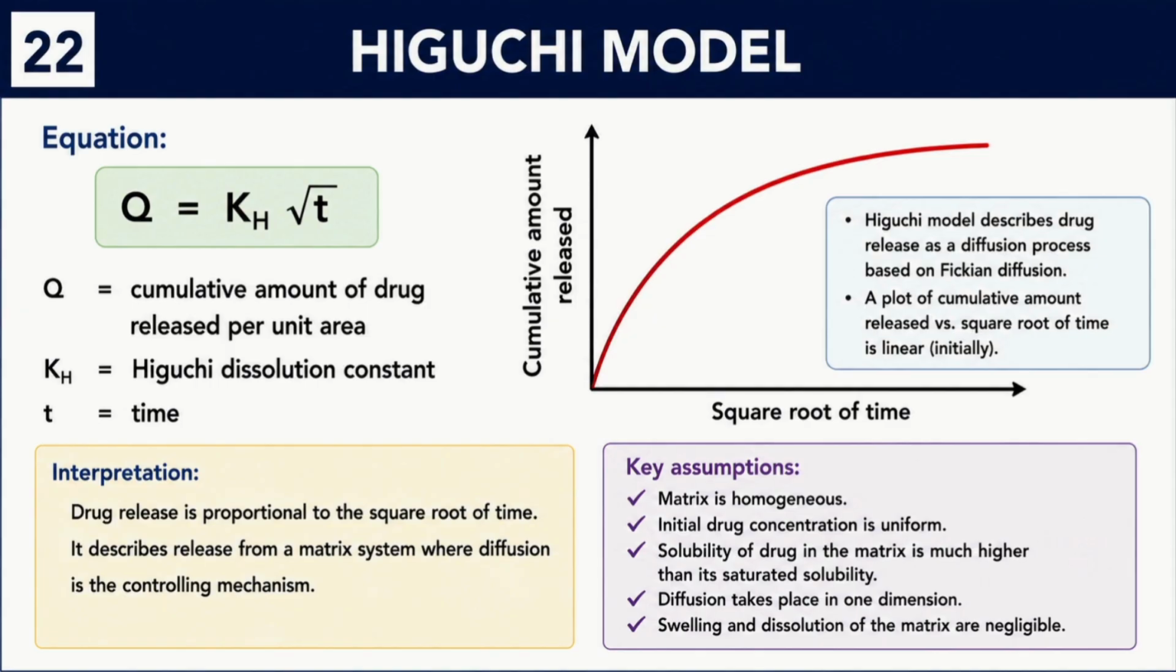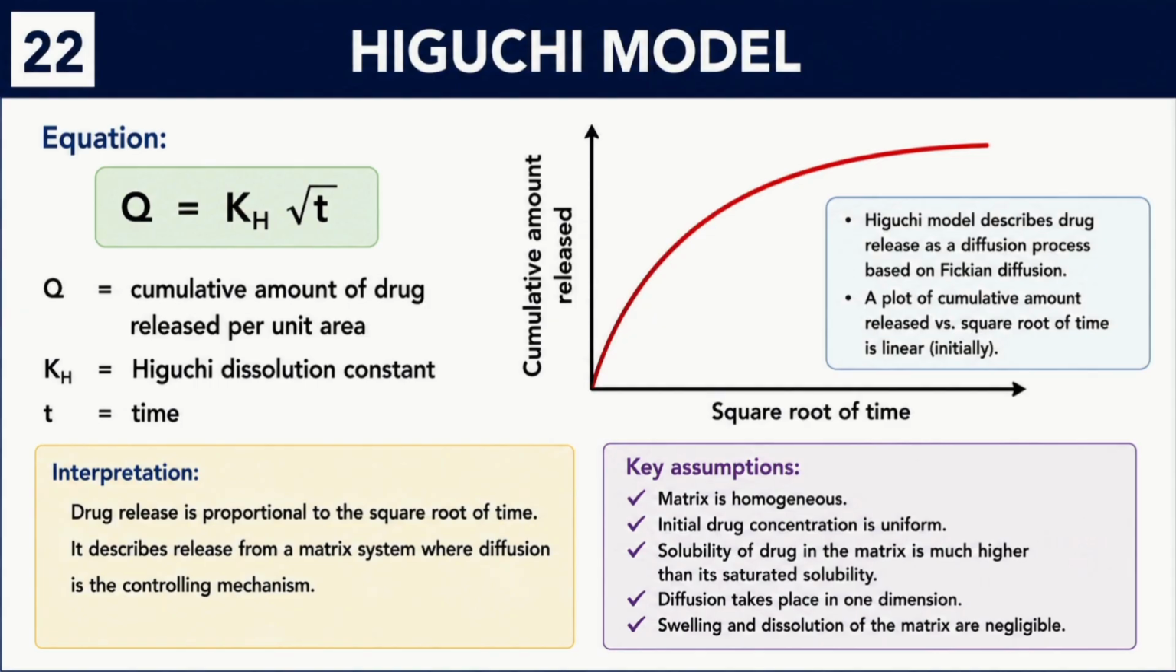So the Higuchi model is particularly important for the matrix type systems where diffusion is a major mechanism. So the classical Higuchi relationship is Q equals K_H times the square root of t, where Q is the cumulative amount of the drug released per unit area and K_H is the Higuchi diffusion or release constant here. The important feature is the square root of time relationship.